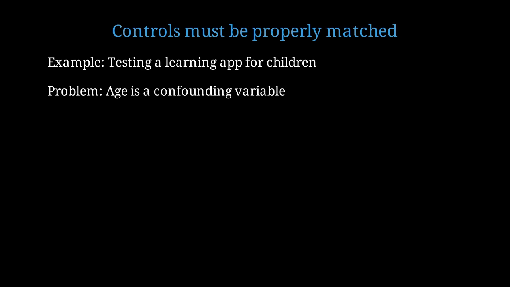Age is a massive confounding variable. The proper control would be other 5th graders who don't use the app. Everything should be matched. Age, school, teacher quality, prior math ability. Only the app should differ.